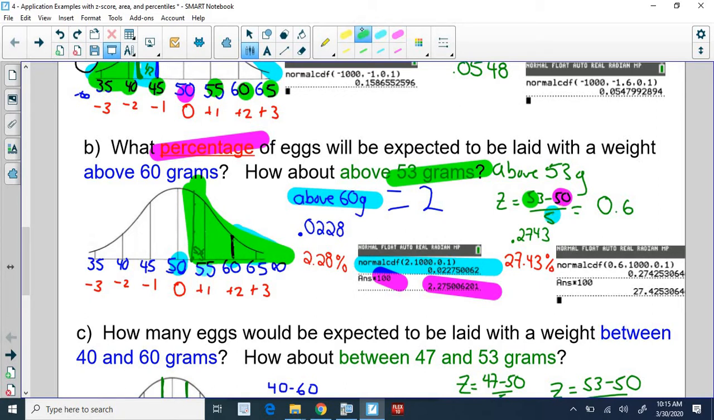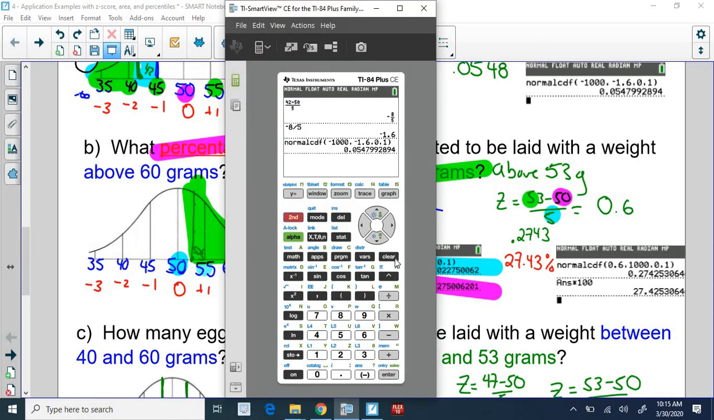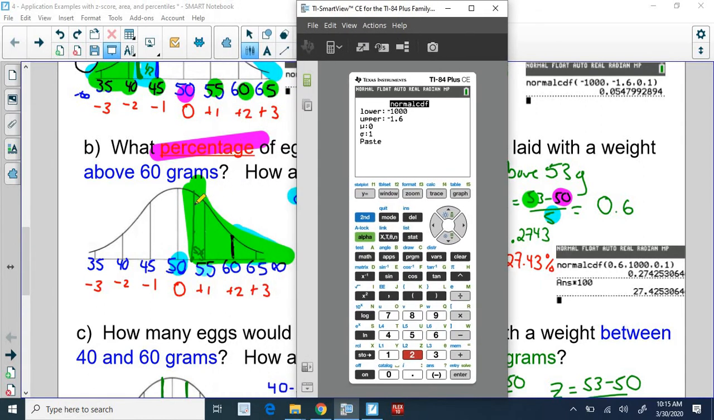And then again, the way I'm going to type that in is, since it's above, I'm going to go second distribution, number 2, and I'm going to put this in. This is the domain, so if you look at the domain, it is 53 to infinity. So I'm going to convert 53 to a z-score of 0.6, and then I go to infinity and I put 1,000 in for infinity, because you can't put infinity in the calculator.